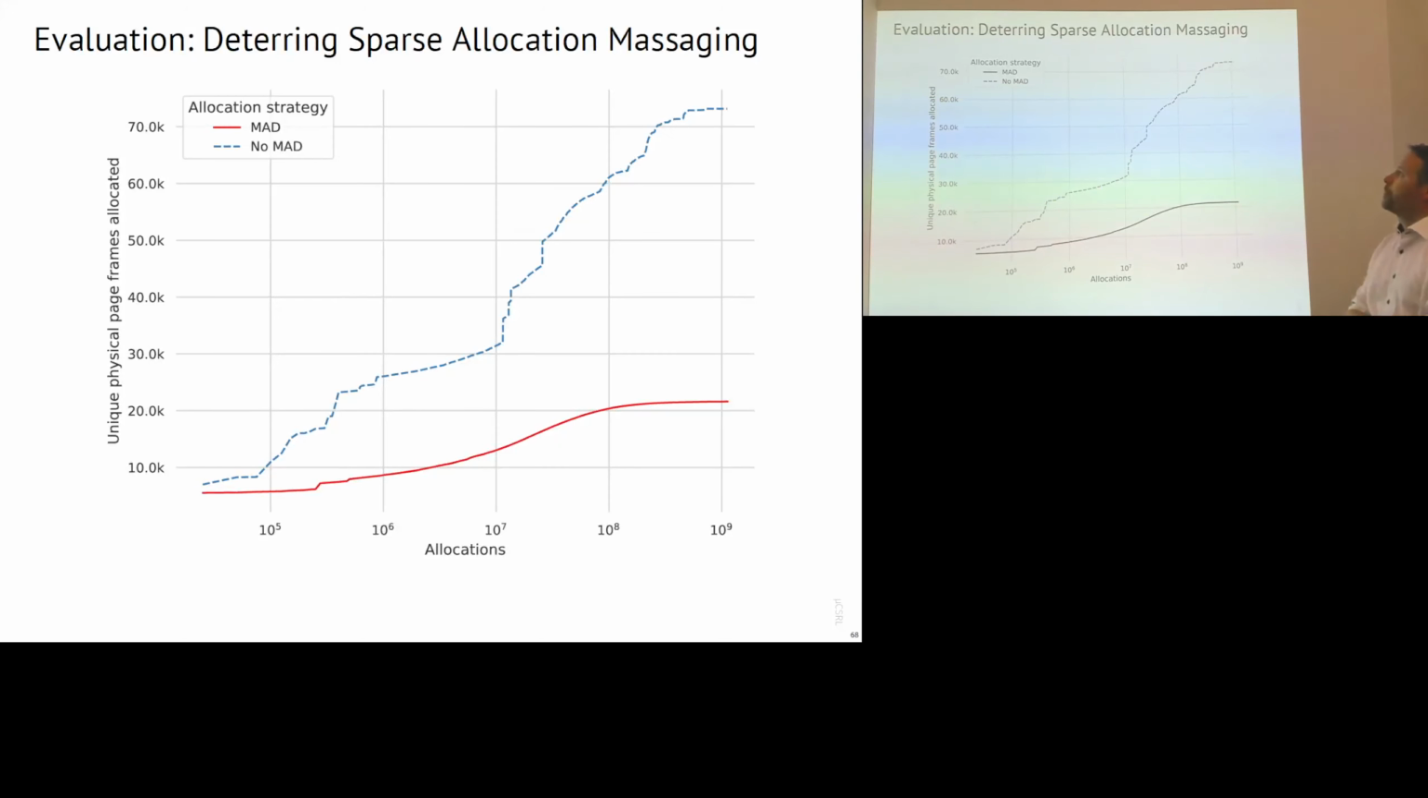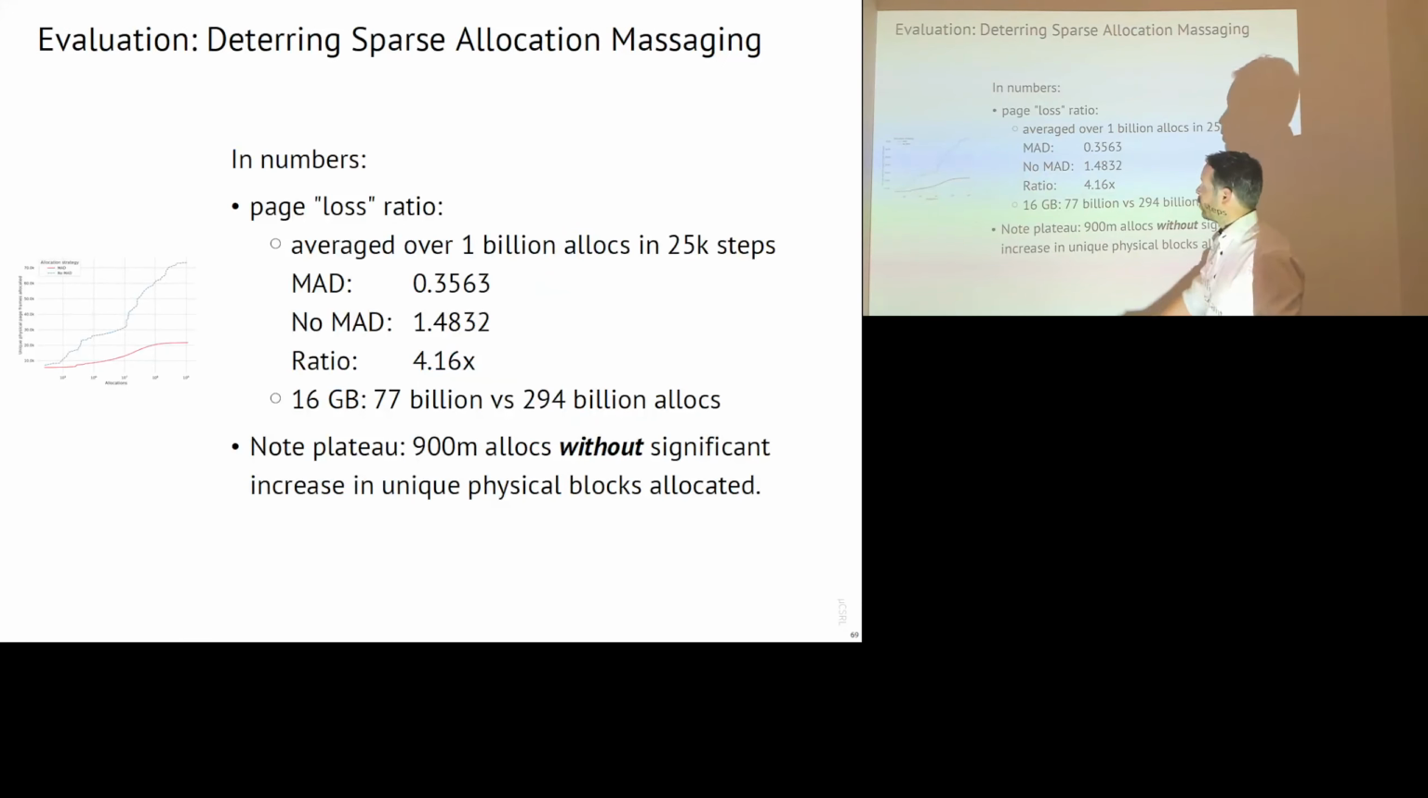So how effective is this at deterring sparse allocation massaging? We ran an experiment with a textbook buddy allocator and a memory chasing algorithm, and this is what the attack looks like when we use MAD. There is a vast difference in numbers when we compute what we call the page loss ratio. We average over 1 billion allocations in 25,000-step intervals. MAD gives you about 0.35 pages every 25,000 allocations, whereas without MAD you get 1.5 pages, roughly four times as many pages every 25,000 steps.